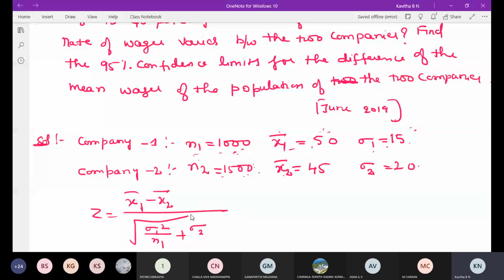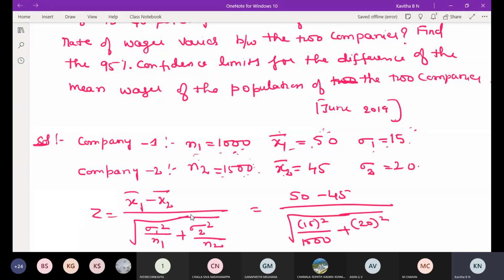Then substitute the values here. x1 bar is 50 and x2 bar is 45. Then the square root of sigma 1, 15 whole square, by n1 which is 1000, plus sigma 2 square, 20 whole square, divided by n2 which is 1500. Then simplify. Using the calculation, you get 7.1307.